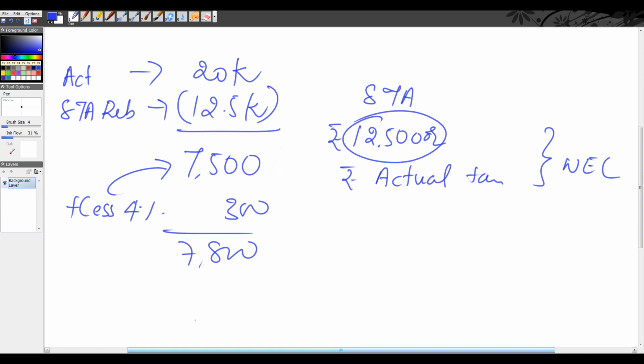So slab rates are the tax structure. Of course, slab rates, tax structure, they're all one and the same.